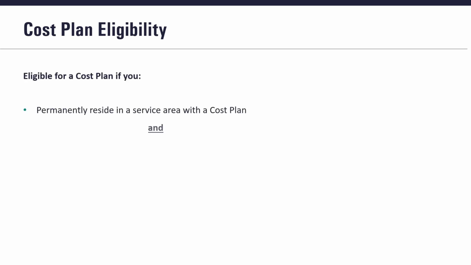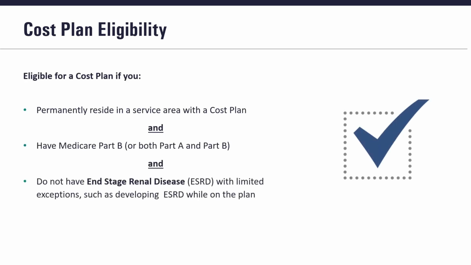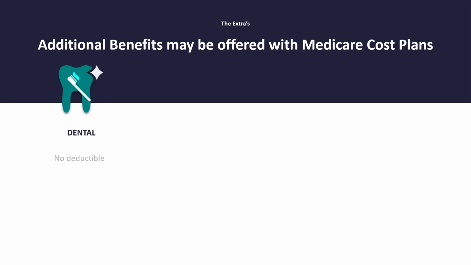To be eligible for a cost plan, you must permanently reside in the service area where the cost plan is offered. You still have to maintain your enrollment in Medicare Part B. You either have A and B both, or at least Medicare Part B, to be eligible. Some carriers will exclude you if you have end-stage renal disease. There are some exceptions. If you enroll in the plan and then later develop ESRD, you should be able to stay on the plan. But I would strongly encourage you to check with the carrier that you're enrolling with to confirm your eligibility and benefits.